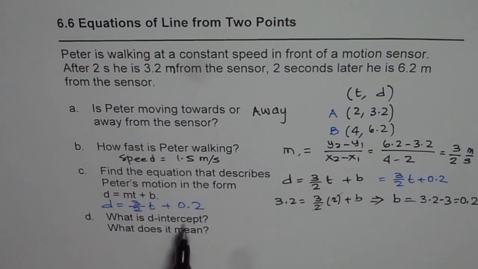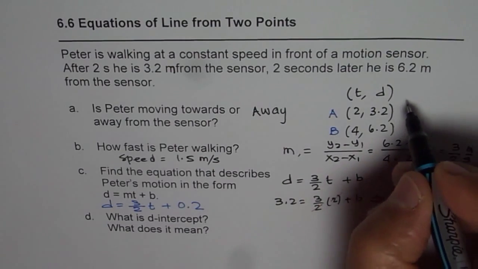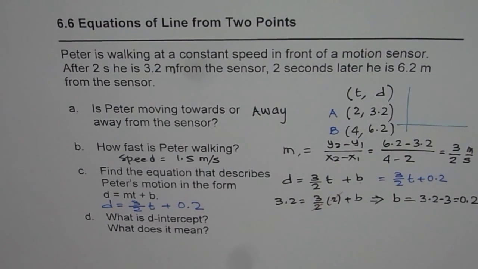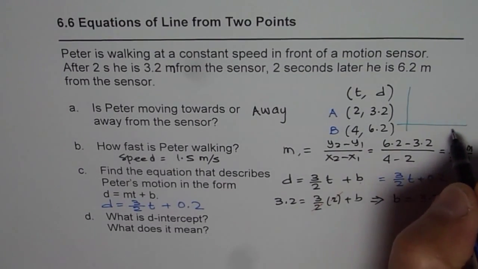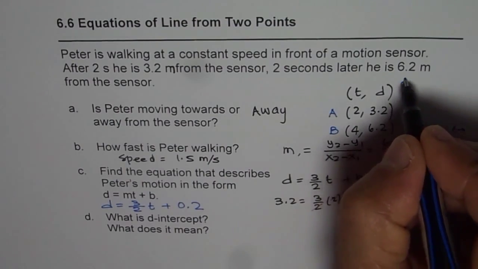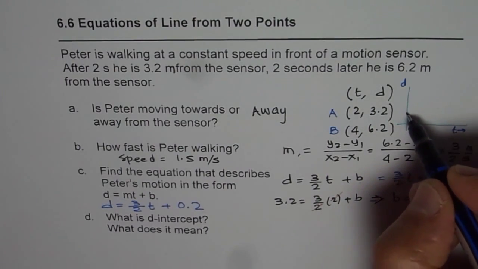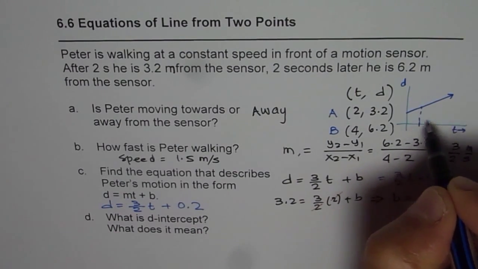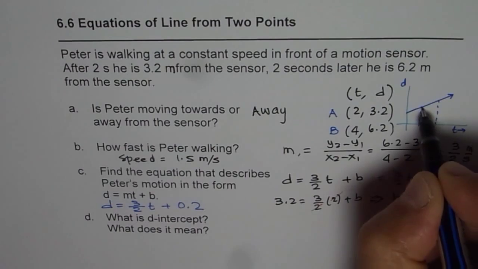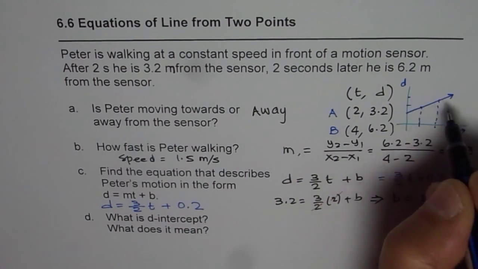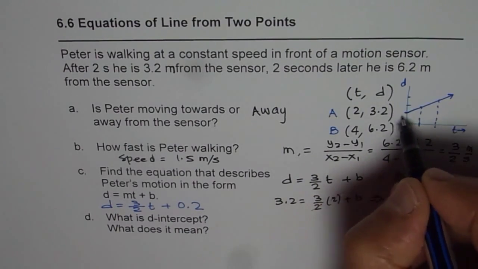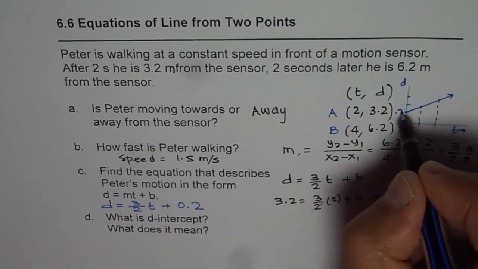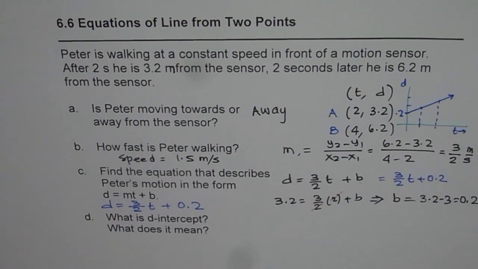That is to say, when we say d-intercept, let me just sketch a rough graph here, right? Where t is the time here and d is the distance. So we know Peter is moving away, kind of like this. So somewhere at 2 and this is at 4. These are given to us. And what we found was this d-intercept is 0.2. Now what is the meaning of d-intercept here?